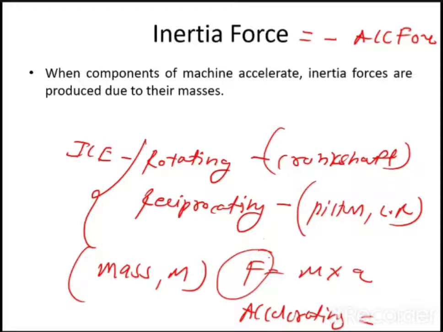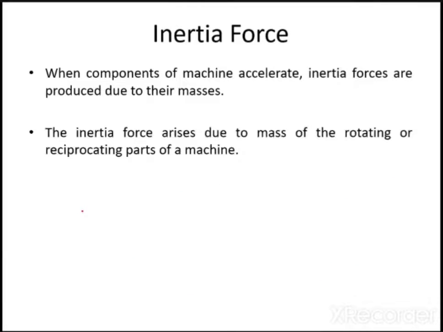What is accelerating force? Mass into acceleration. So what is inertia force? Mass into acceleration, but it is exactly opposite to the accelerating force. And this accelerating force is basically generated when the components of a machine accelerate. When the components of a machine accelerate, inertia forces are produced due to their masses, that is, due to the mass of rotating and reciprocating components. There is a mass of crankshaft and piston. So now tell me, is it clear to you? The inertia force arises due to the mass of the rotating or reciprocating part of the machine. So try to fit this in your mind.